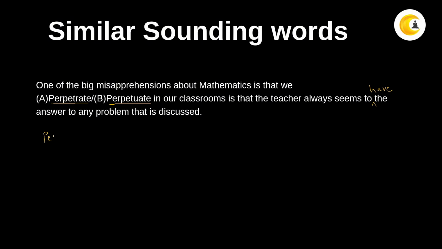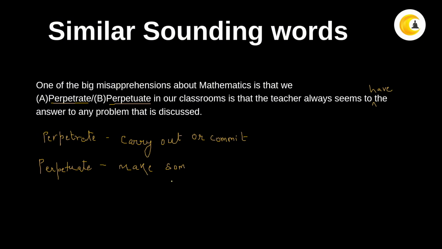What does perpetrate mean? Perpetrate means carry out or commit. What does perpetuate mean? I guess we have used this word perpetuate in many conversations. So perpetuate means to make something continue indefinitely. Okay, so it basically means to continue indefinitely.